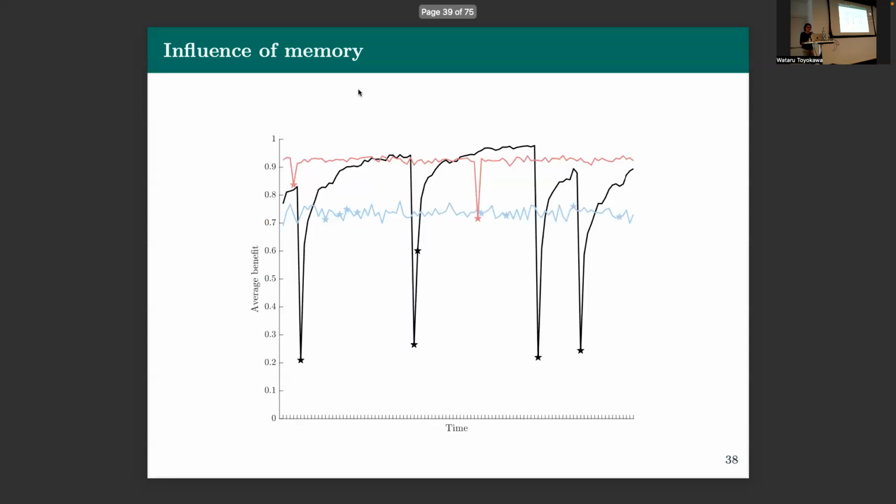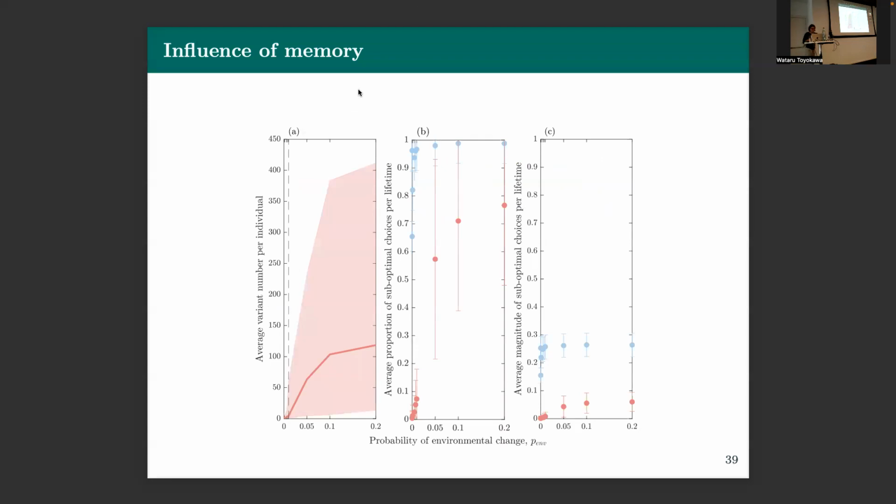But what happens here? Yes, we look at this graph. This gives me the average variant number per individual, so the average number of variants we have in the cultural repertoire. Look at the dashed line here. This is roughly the border. Right of this dashed line, you are likely to experience at least one environmental change in your lifetime. If you cross it, you see all of a sudden a huge increase in the number of variants contained in your repertoire. But before that, when those environmental changes occur only very occasionally, the cultural repertoires actually stay very small.